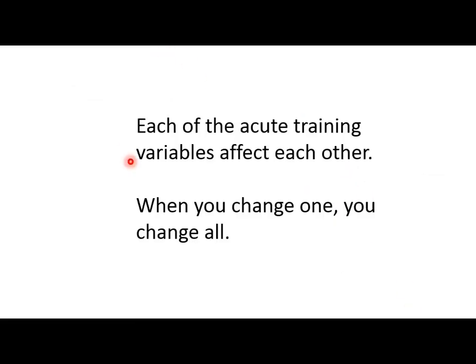A couple things to remember as you move on. Number one, each of the acute training variables affect each other. That's to say, when you change one, you change all of them. If you are prescribing a resistance training program, and you want to change intensity, well, guess what? If you do that, you've just changed volume as well. And you've also just changed rest periods. If you change one, you change all of them. When you introduce a new lift, you're going to have to alter training intensity and volume because they've never done it before.